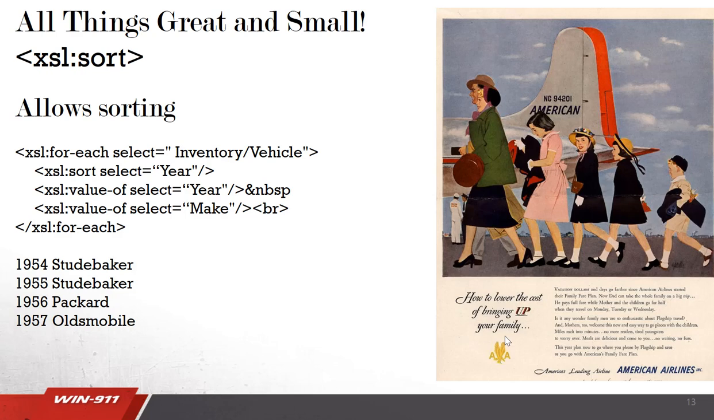XSL offers also sorting, so being able to sort by particular attributes. In this example, the inventory can be sorted by year. And then once that collection has been sorted, we can select off the year and the make so that we can have as output 1954 Studebaker, 1955 Studebaker, 1956 Packard, and 1957 Oldsmobile.